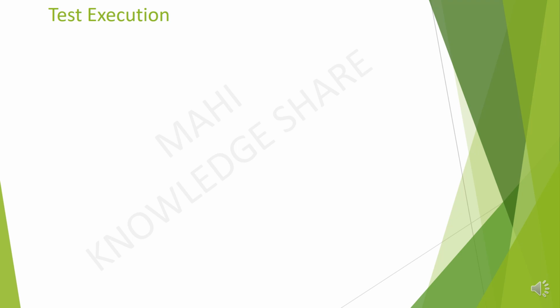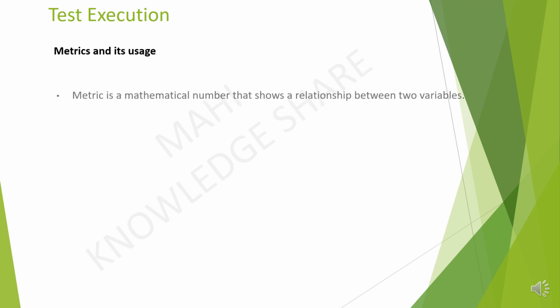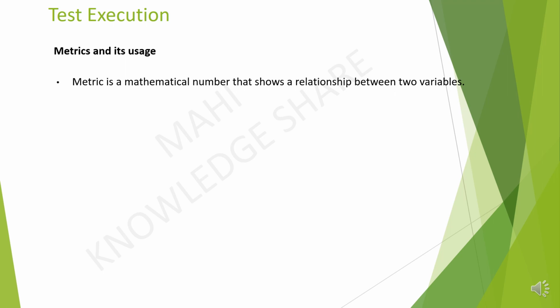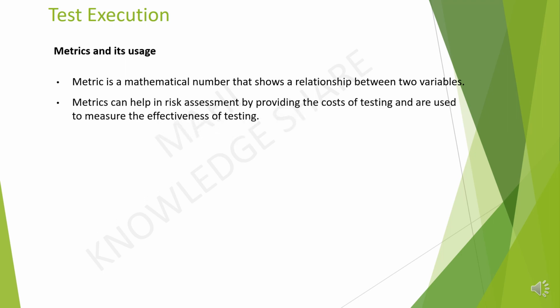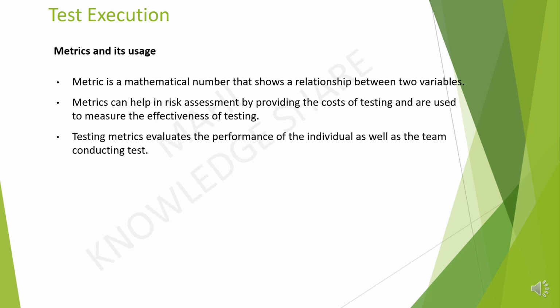Metrics. Metric is a mathematical number that shows a relationship between two variables. Metrics can help in risk assessment by providing the cost of testing and are used to measure the effectiveness of testing. Testing metrics evaluate the performance of the individual as well as the team conducting test, and the results of the evaluation can be used to modify the test process.